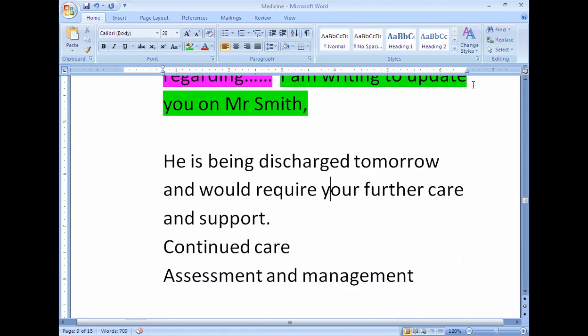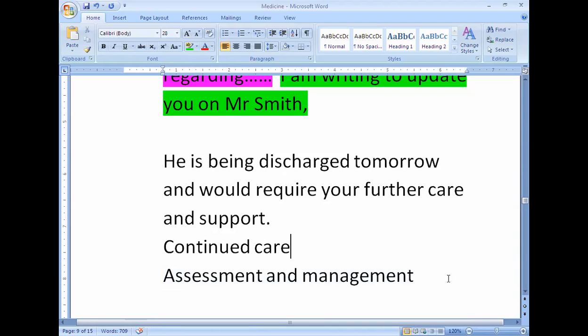So the next thing: this is the first part, what is wrong with the patient. The second part is what we want from the reader. If it is a discharge letter, he is being discharged tomorrow and would require your further care and support, your follow-up, whatever it would require, in polite language. We should use polite language. If it is a referral letter, your further assessment and management would be highly appreciated. In nursing letters, your continued care would be highly appreciated.